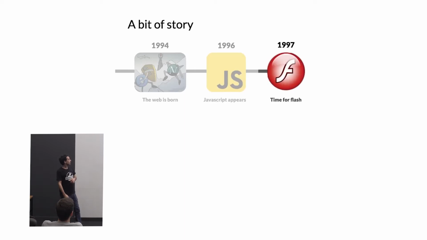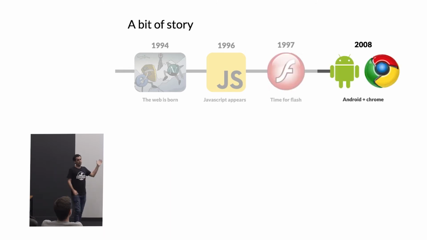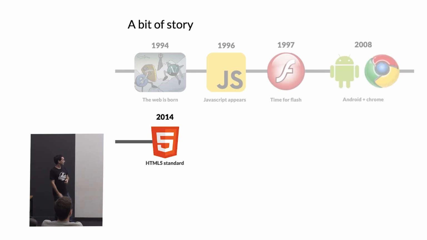Then 97 was the time for Flash. Luckily, this technology is not between us anymore, but it's the bigger milestone into the web's history. 2008 was the year for Android and Chrome, so we started to have the chance to be there in the mobile devices of our users, and the web started to be in everywhere, not only in our desktop or house computers.